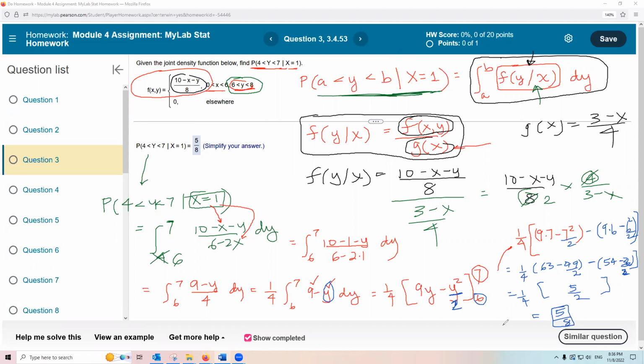All right, folks, there were multiple steps we had to follow here. We were basically trying to evaluate this integral to get the answer. Before I can evaluate that integral, though, I have to work out this density function of f of y given x. This is the formula we need: you have to take the joint density function and divide by g of x.